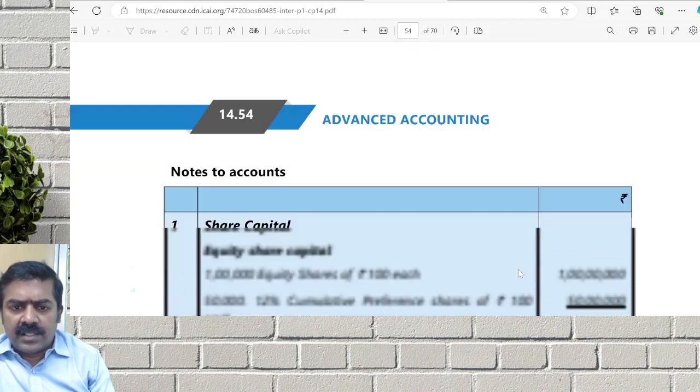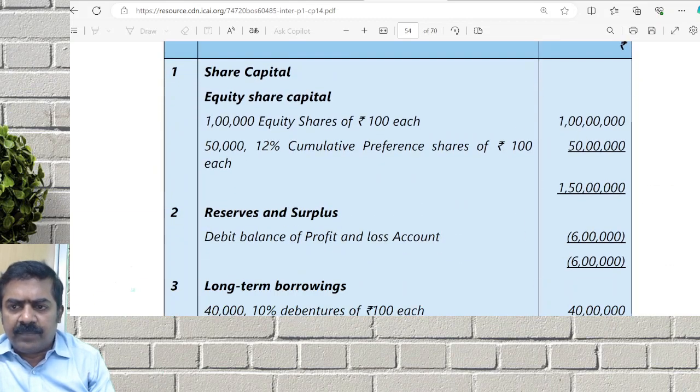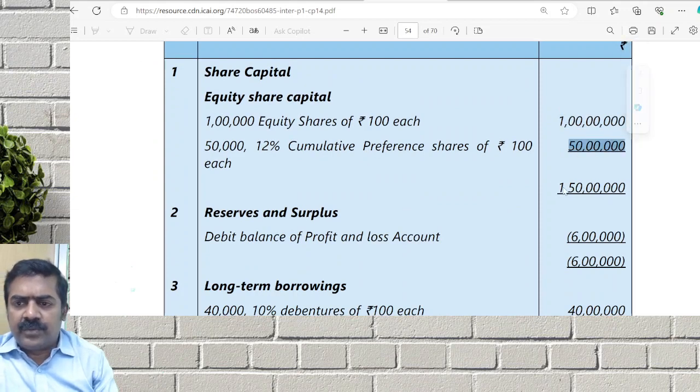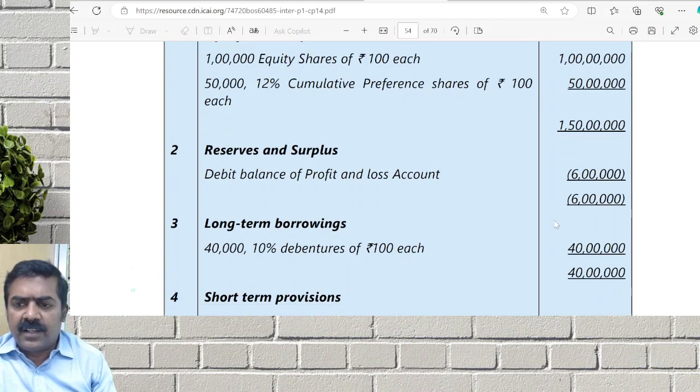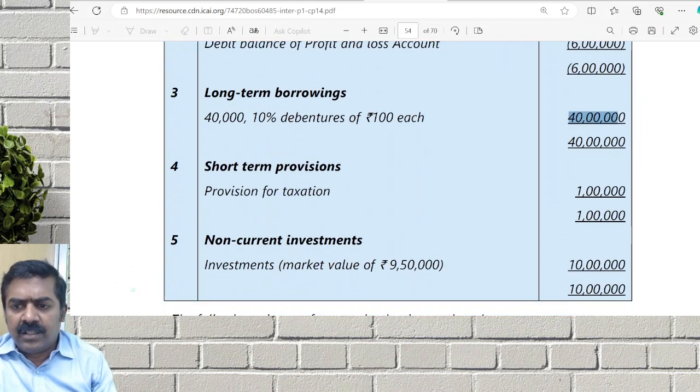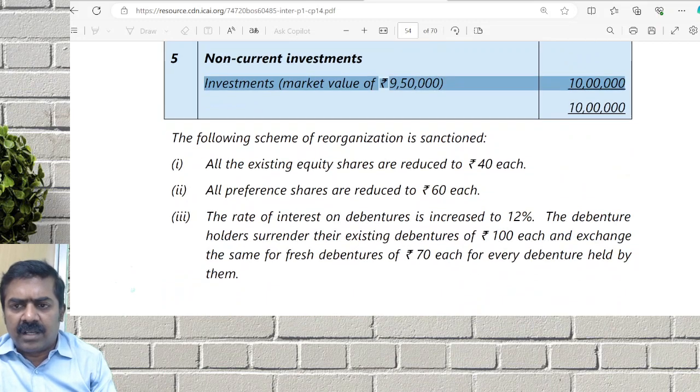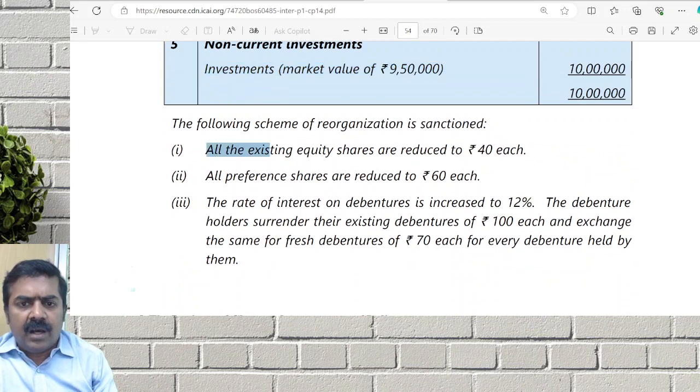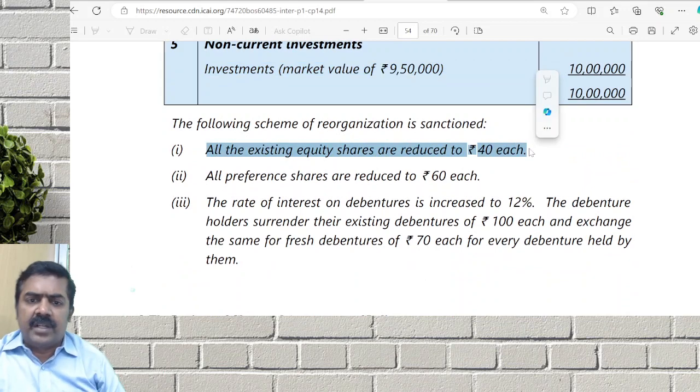Okay, non-current assets, current assets, அதோட working notes பாருங்க. Equity share capital 1 crore, preference share capital is what? 50 lakhs, total of 1 crore 50 lakhs. Debit balance of P&L account is given. Debentures கொடுத்திருக்காங்க. Provision for tax is there. Investments are having a market value of 9 lakh 50. All equity shares are reduced to 40 each.